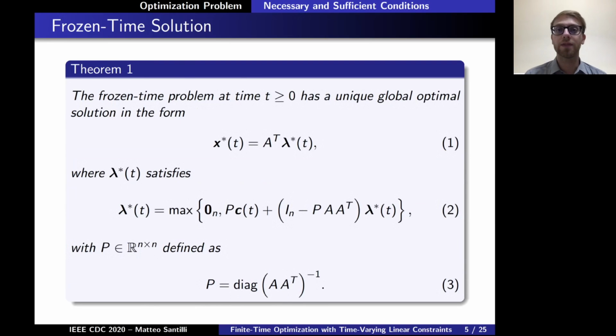We will now derive some necessary and sufficient conditions for the optimality of the solution of our problem, and then based on such conditions, we will design our distributed algorithm. The results are illustrated in Theorem 1. So, the frozen time problem at each time t has a unique global optimal solution in the form x star equal A transpose lambda star, where lambda star is defined as in equation 2.